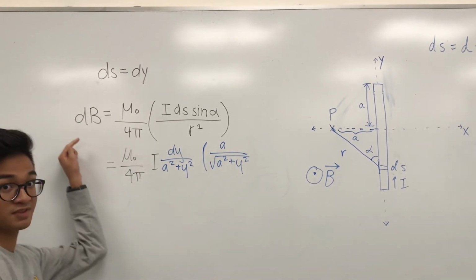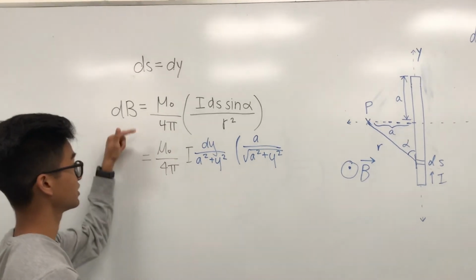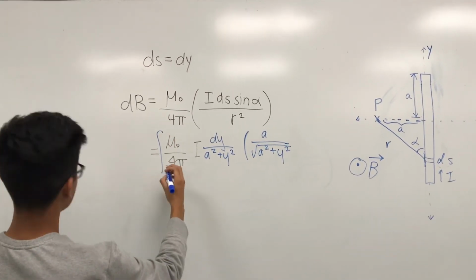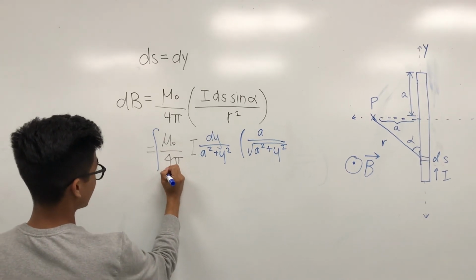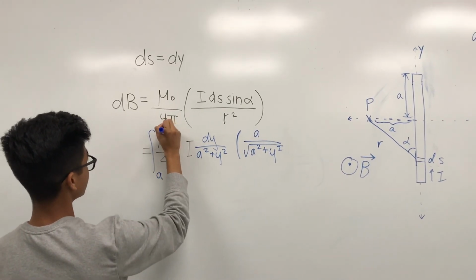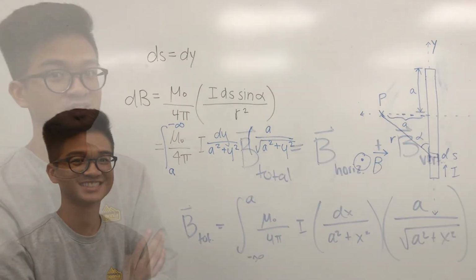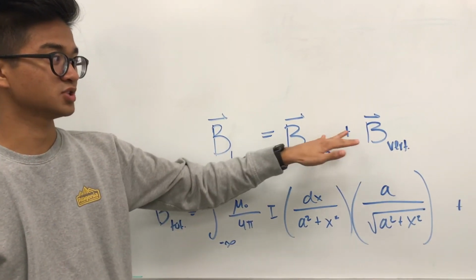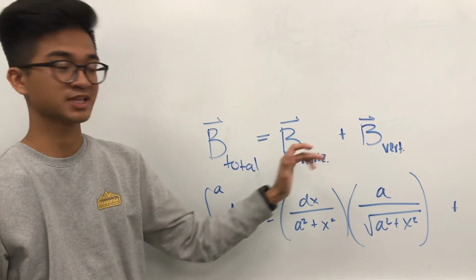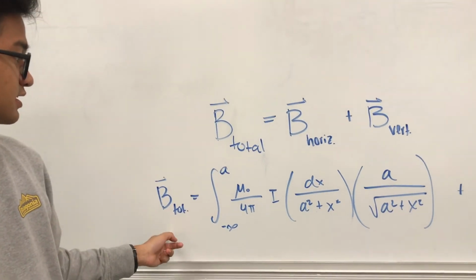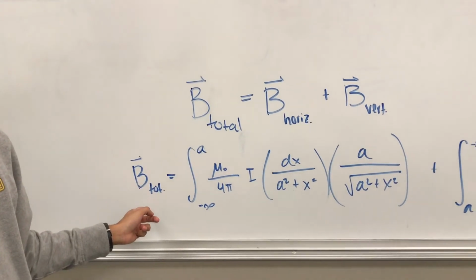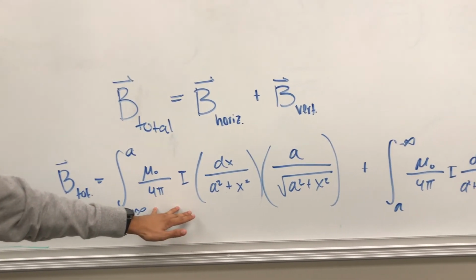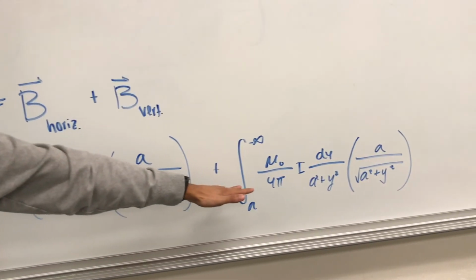Because this gives us a derivative, we have to take the integral of this, and our integral has bounds from a to negative infinity. To find the total magnetic field, we have to add our two parts, because we broke it up in the beginning. So we find our total magnetic field's magnitude by adding the magnetic field from the horizontal and the magnetic field from the vertical.